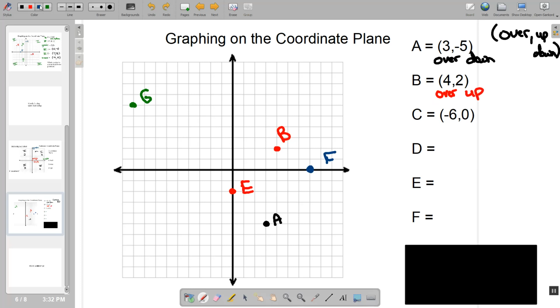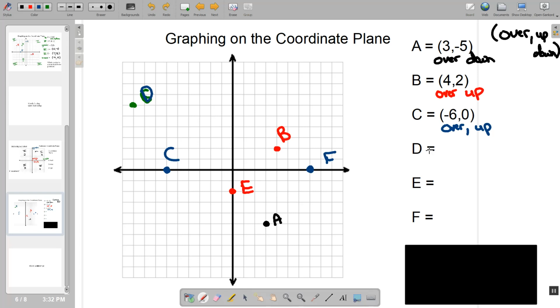And then C, the one that is most likely for people to mix up, is we go over -6 and then we go up 0. So we're going over -6 and then up or down 0, leaving us right here. Now point D, this is supposed to be point D here, that's my mistake, is on the grid here up into the left.